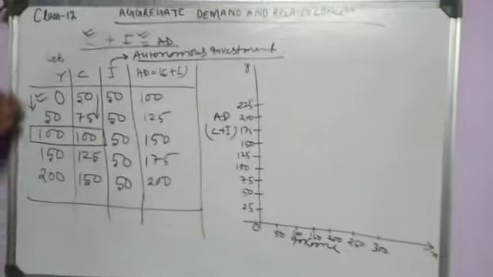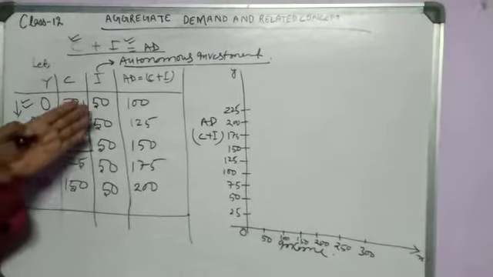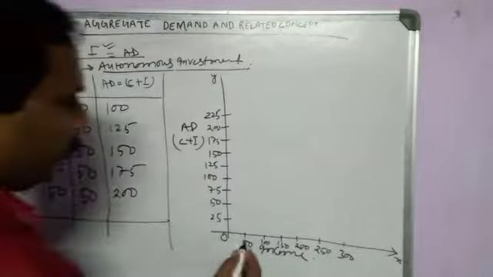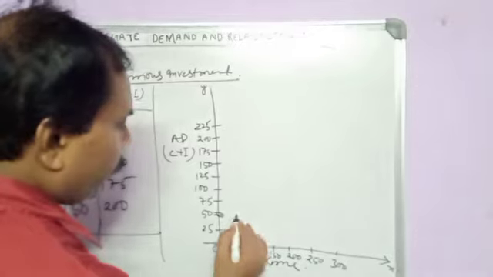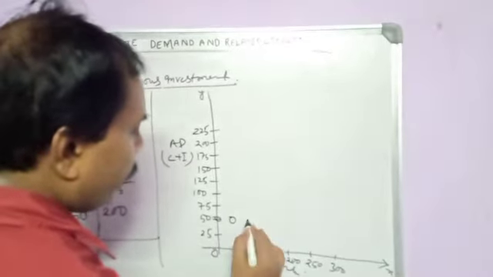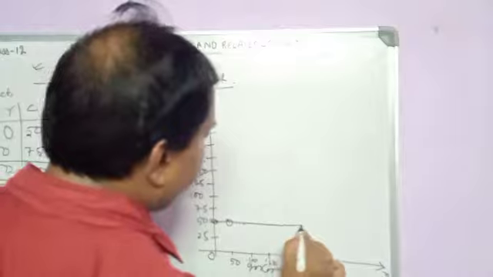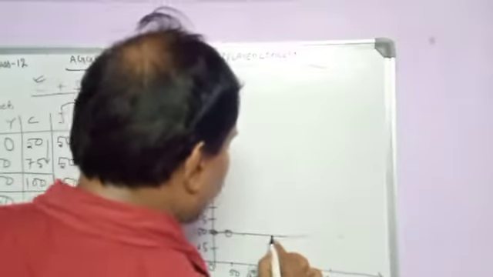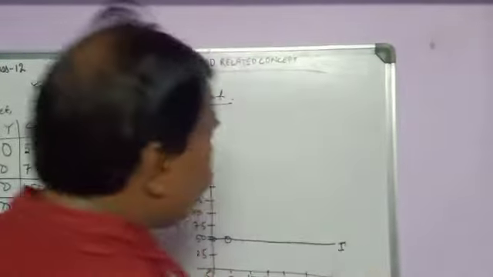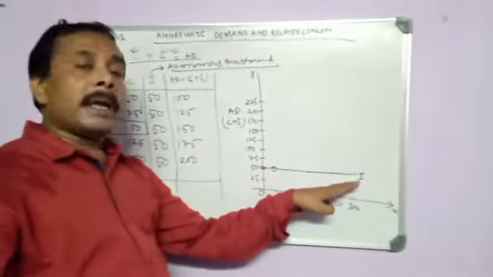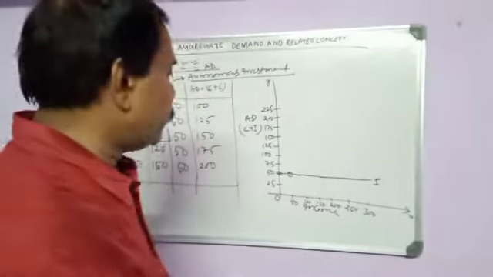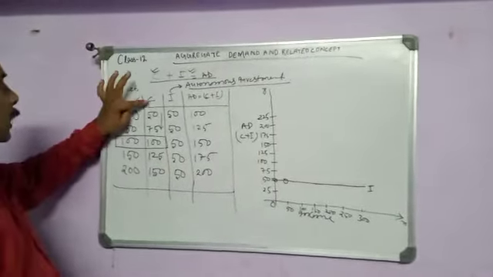So first I am going to draw the investment situation. At all levels of income, our investment is constant, that is 50. So at zero level of income, that is 50. Next again 50. Next again 50. So in this way, the investment line is a straight line parallel to the X-axis, and due to that it is known as autonomous investment. Clear?